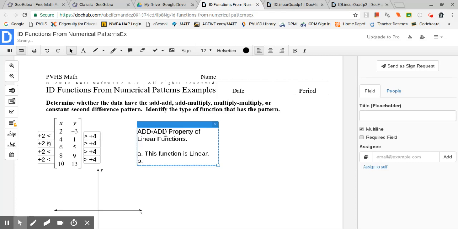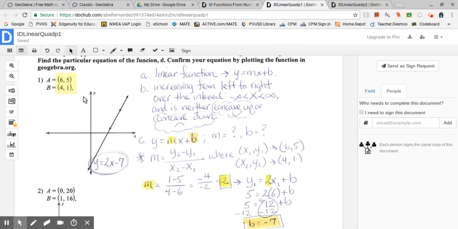B, use the general formula. Let's go down. Use the general formula y equals mx plus b, correct? And then we go through the process that we went through here. And if you notice, I've highlighted these two sets of points.